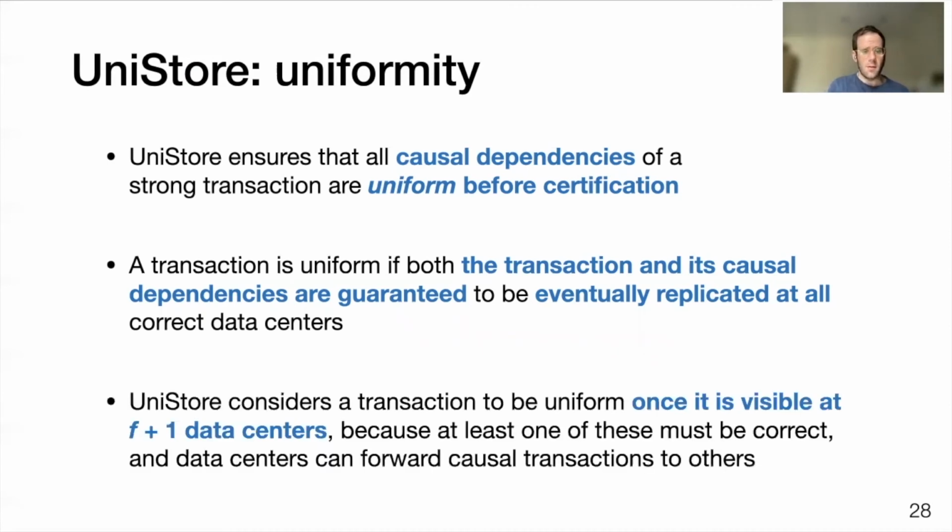And UniStore considers a transaction to be uniform once it's visible at F+1 data centers. Since we are assuming a maximum of F data center failures, then this guarantees that at least one of these data centers must be correct. On top of that, UniStore integrates a mechanism that allows data centers to forward causal transactions to others.